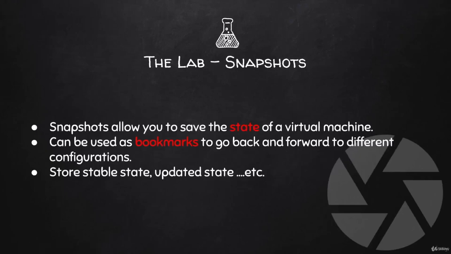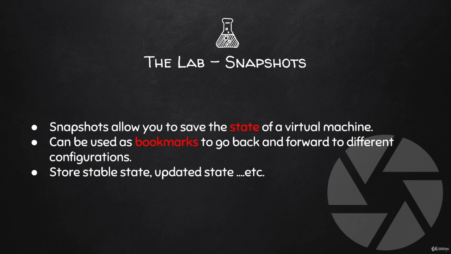Now that we created our virtual machines, it's a really good idea to take snapshots of them. A snapshot allows you to store the state of the current virtual machine. So it allows you to go back in time or go forward to a certain state after you go back. So you can think of it as bookmarks.